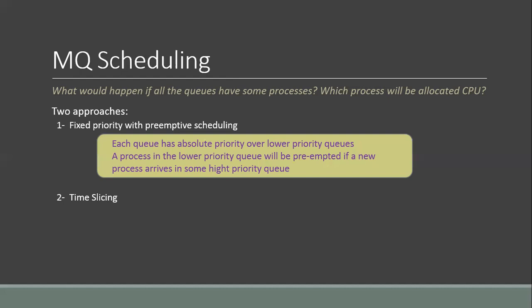So the background process from the lower priority queue will be preempted and CPU will be allocated to the process that has just arrived in the foreground queue.